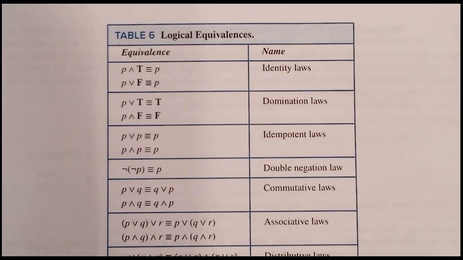Idempotence. Doing the same thing twice, right? P or P. Why'd you say it twice? Double negation. Commutative. Ands and ors are order independent. If then, not so much. But and or, I don't care what order you write the stuff in.